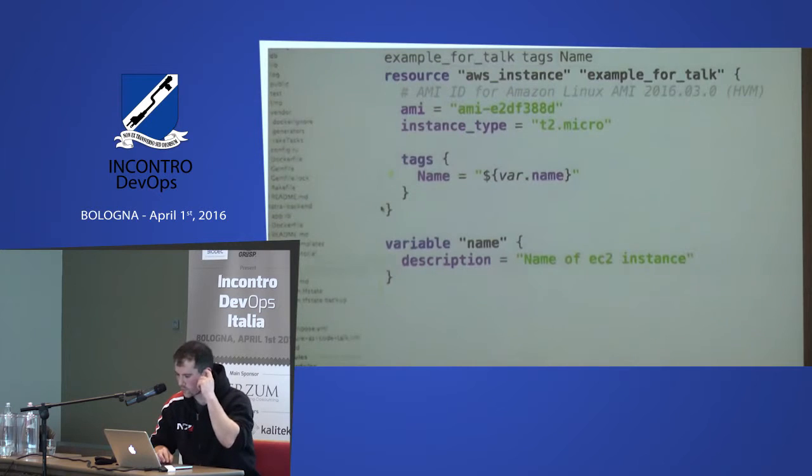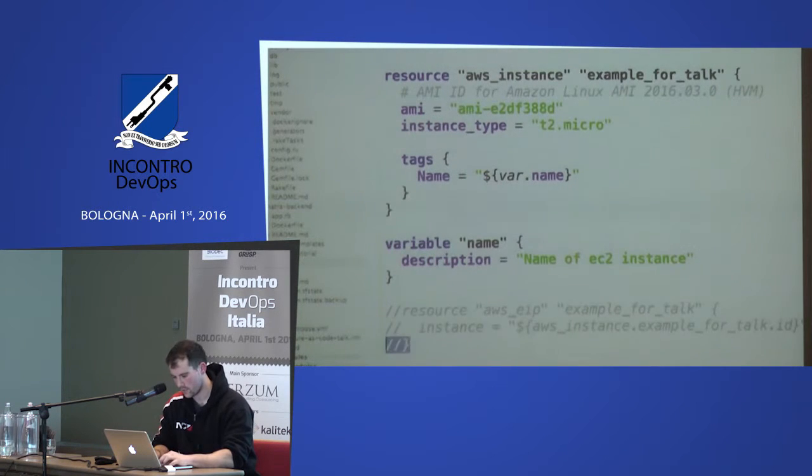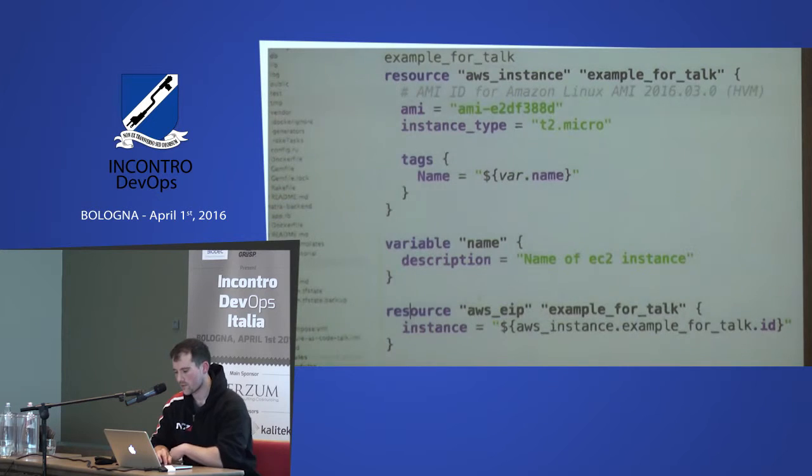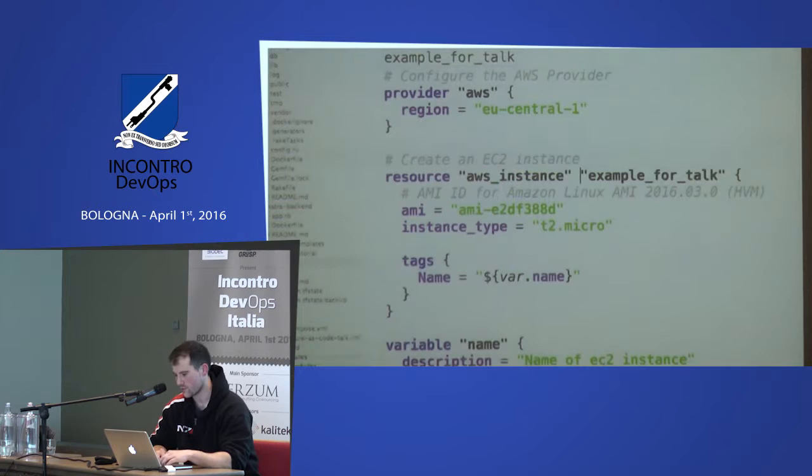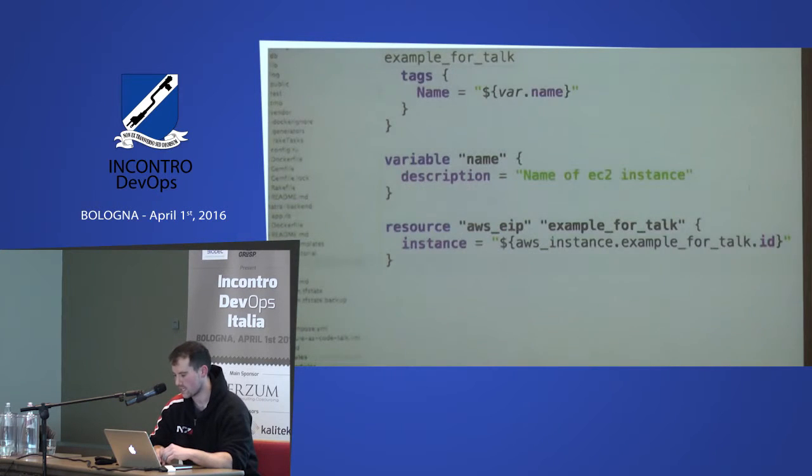The other thing that Terraform supports is dependencies between resources. So let me copy and paste this in here and uncomment it. So this is another resource. This creates an IP address. And when you create an IP address, you have to tell it what instance to attach the IP address to. And what I'm doing is I'm using that dollar curly brace syntax again, but instead of pointing it at a variable, I'm pointing it at another resource, in this case, this EC2 instance. And I'm specifically referencing its ID.